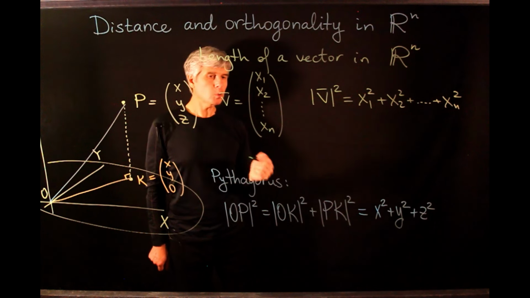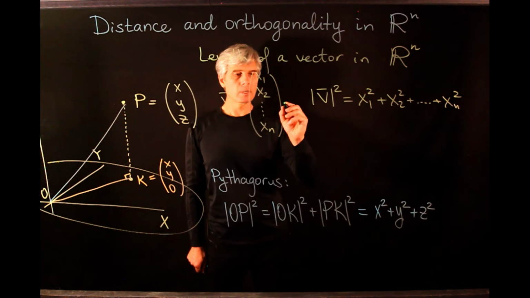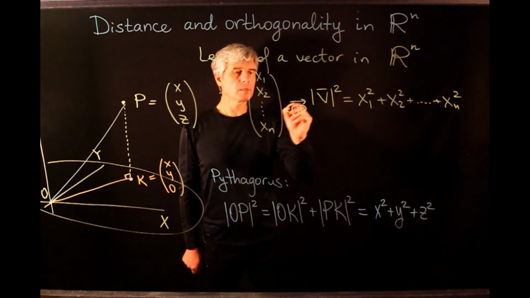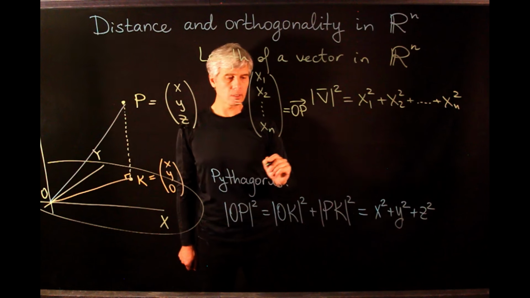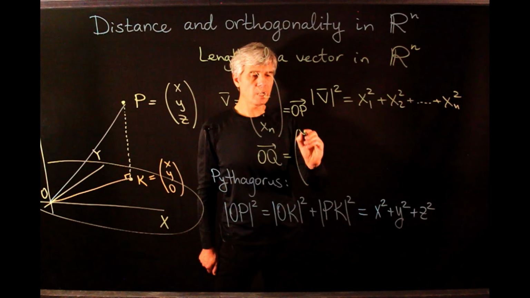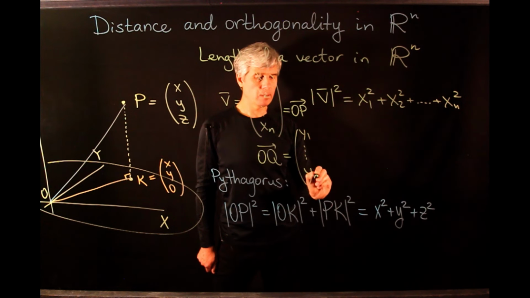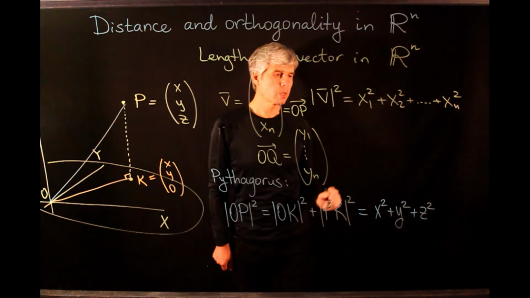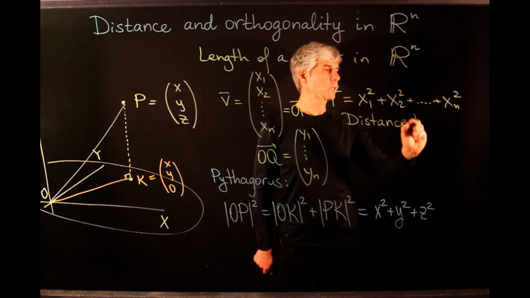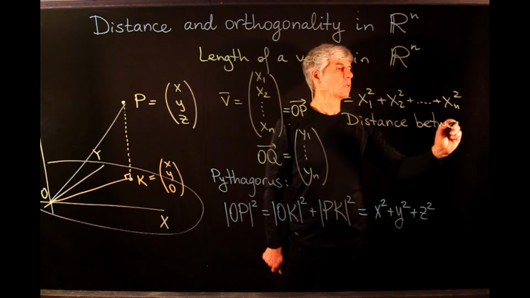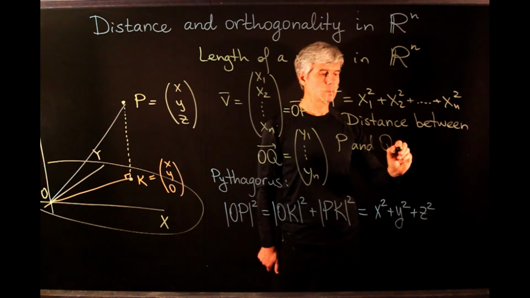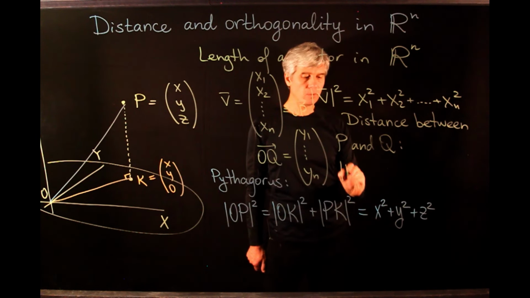Now, if we have two points, right? If this, for example, is a vector OP, and suppose we also have a vector OQ, which is y1 through yn. Then what is the distance between the points P and Q? This will be the length of the vector PQ.